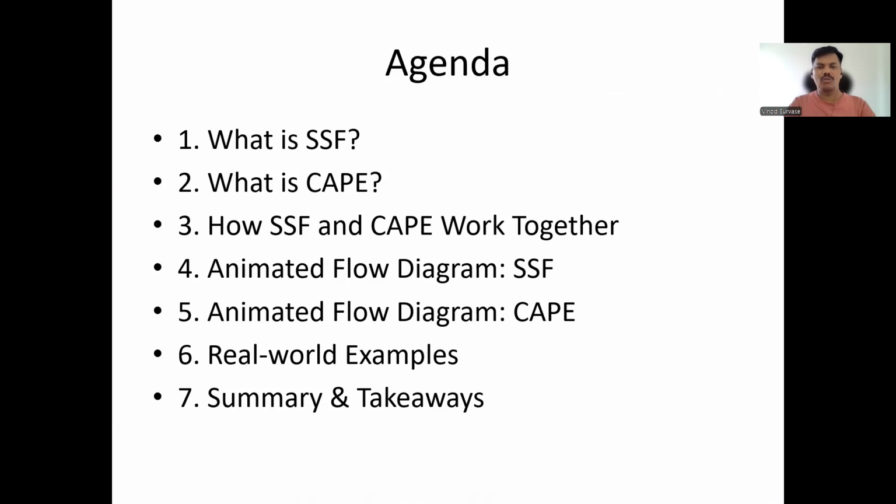Going forward, you will see SSF being integrated with the Microsoft cloud system. That's not immediate, but definitely it's going to happen, because we are seeing so many companies and organizations adopting the zero trust framework and building from scratch.